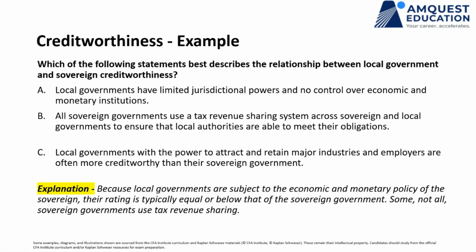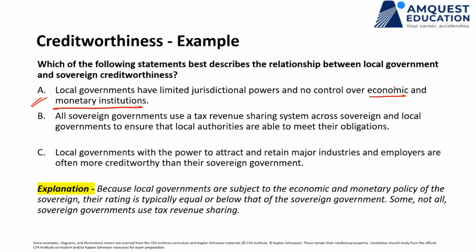When we say non-sovereign entities, which of the following statements best describes the relationship between local government and sovereign creditworthiness? Local governments have limited jurisdictional powers and have no control over economic and monetary institutions. I think this is the simplest giveaway. Local government has no control over economic decisions and the RBI or monetary institutions. So this looks okay. Let's also read the others.